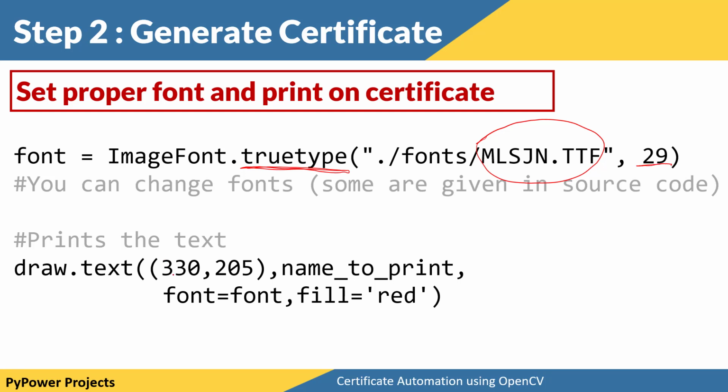And draw text, these are the coordinates. It will start from here. The name to print is the name of the person, with font equal to this font and color equal to red. The certificate will print. In the certificate, the name will be printed in red color, and you can change it accordingly: red, green, blue, and also you can give an RGB color or hexadecimal to this.